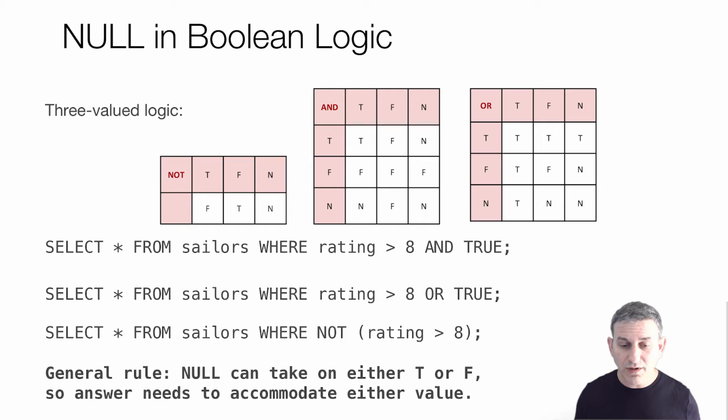So the general rule here is, because null can take on either true or false, the Boolean logic needs to accommodate either value. If both true and false lead to the same output, then that's the output. If they lead to differing outputs, then the output is null.